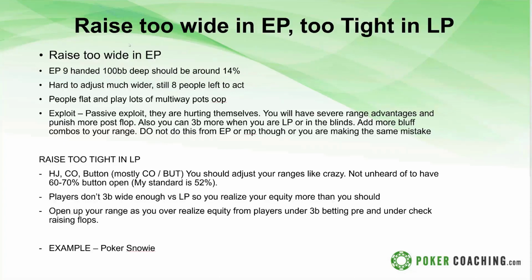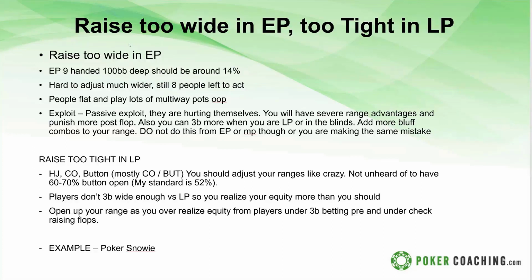And this is an adjustment I'll make at really soft tables, because no one's going to be able to recognize it. And even if there's one or two players that do recognize what I'm doing, it's really hard for them to exploit it when they have 7 other players at the table. So this exploit is kind of a passive exploit: when you see other people raising too wide in early position, they're hurting themselves and playing too many marginal hands from out of position if they're raising more than like a 14% range.